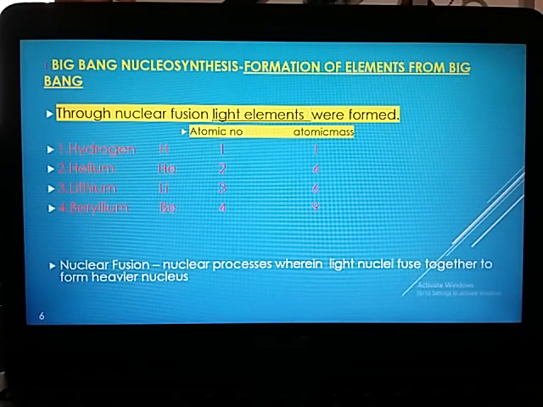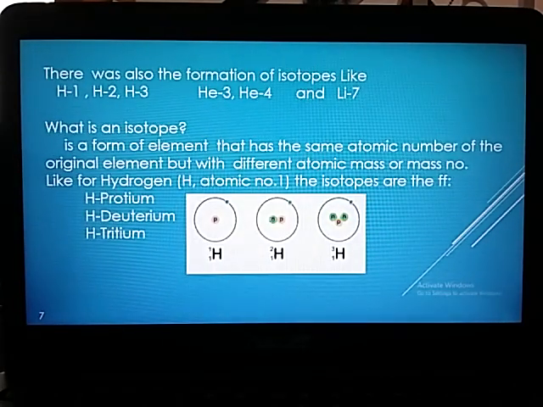So, in Big Bang nucleosynthesis, these 4 light elements were formed. And also, may na-form pang isotopes like H1, H2, H3. These are hydrogen, but tinatawag nating protium, deuterium, and tritium. And isotopes of helium, He3 and He4. And isotopes of lithium, which is Li7.